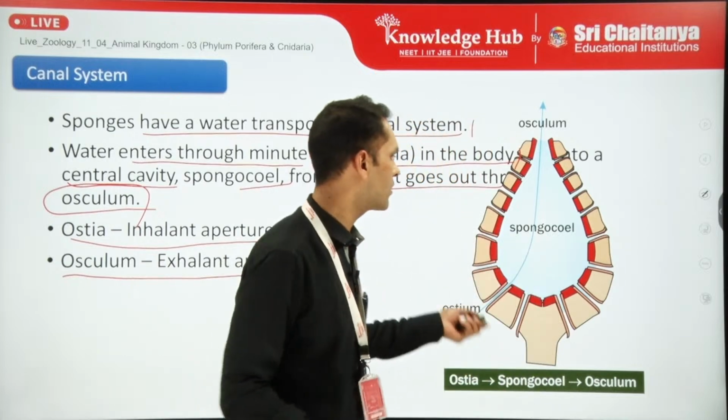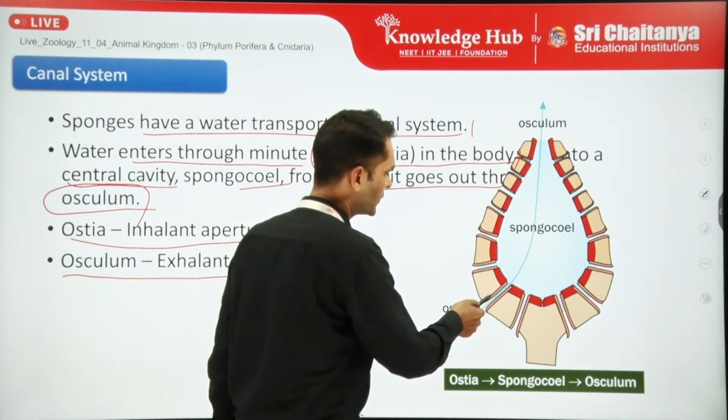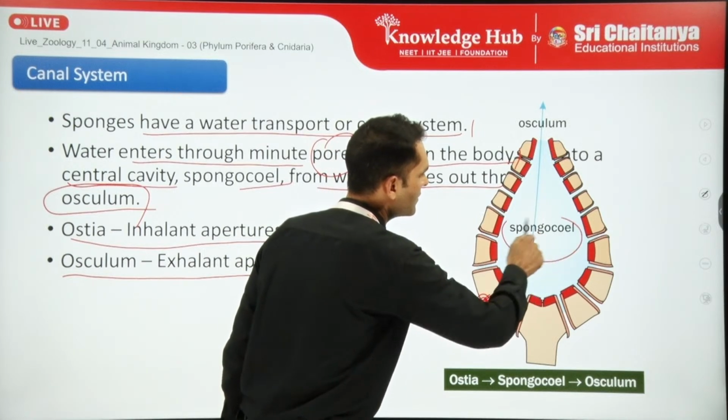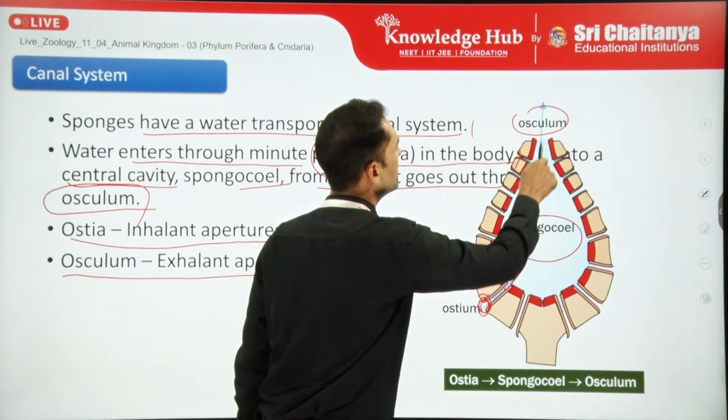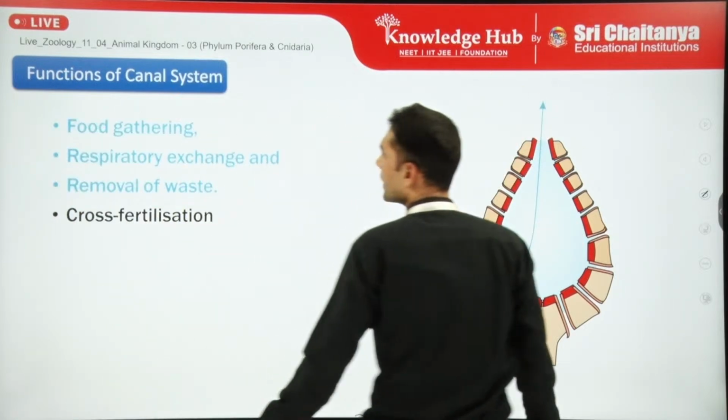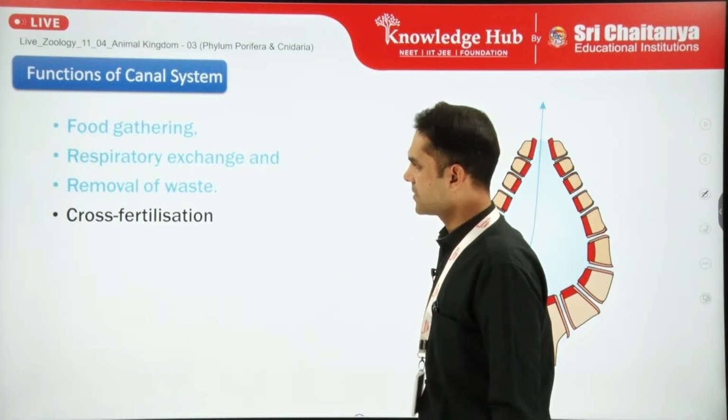So here we can see the normal pathway: water enters through the ostium, this is the pore, it enters into the spongiocele, this is the central cavity, and through the osculum it is leaving. Okay, now the functions of the canal system.